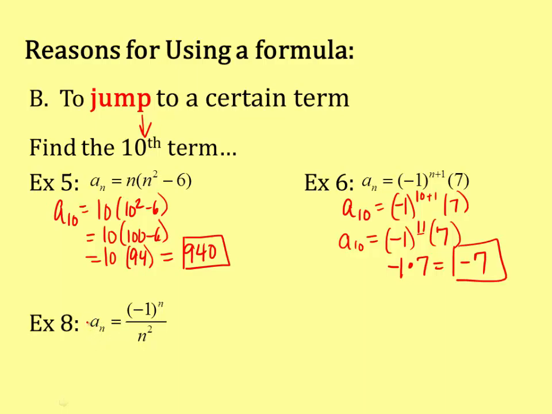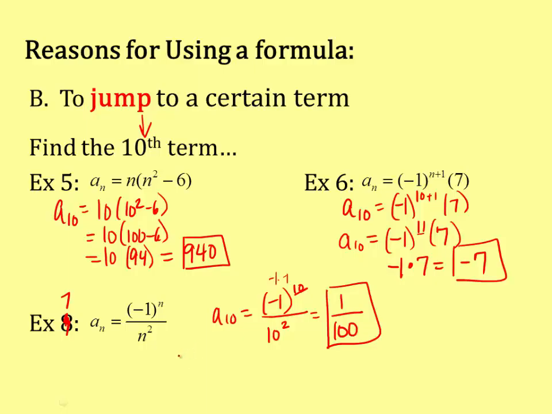On example 8, oops, I guess this should be example 7, sorry. 10th term again, so a sub 10 is negative 1 to the 10th power over 10 squared. Well, negative 1 to the 10th power, that's an even power, so it's like negative 1 times negative 1, and that would be a positive 1. And then the bottom, it's 10 squared, which is 100. So 1 over 100. I don't reduce it any further. That's my answer. That's how I find the 10th term. It's really simple.